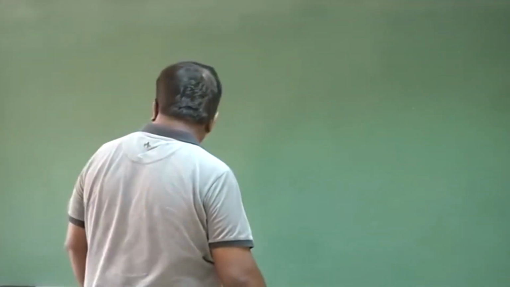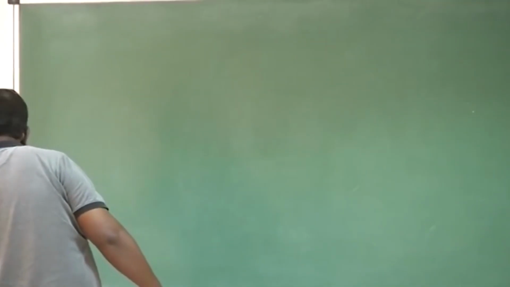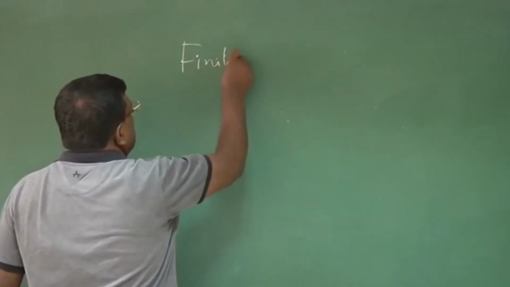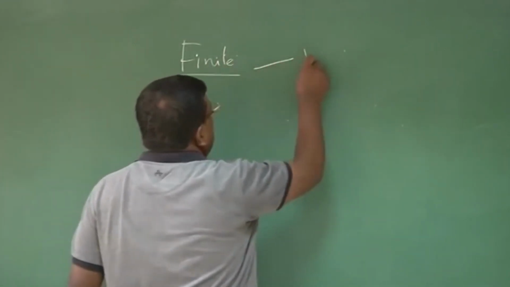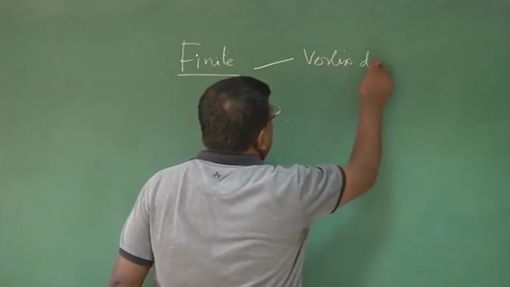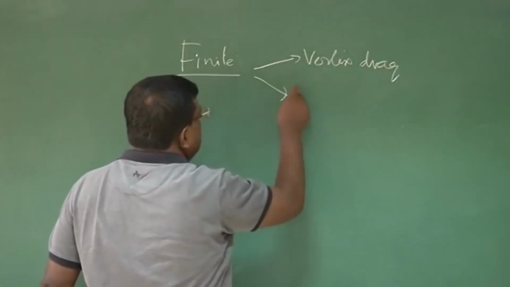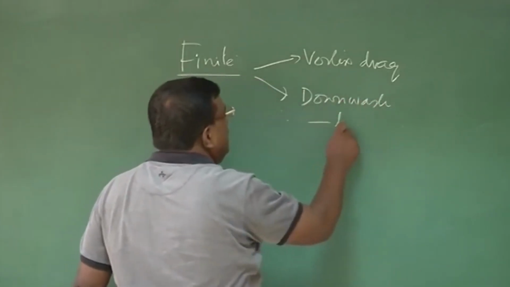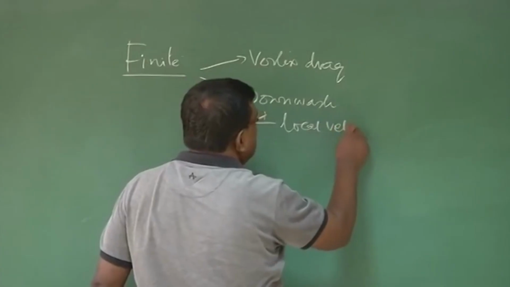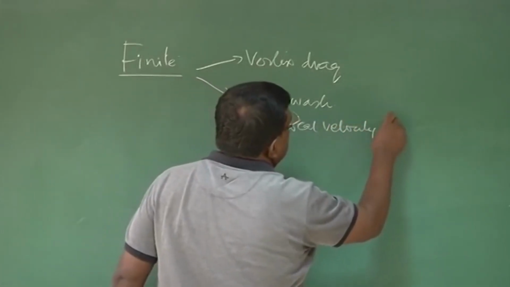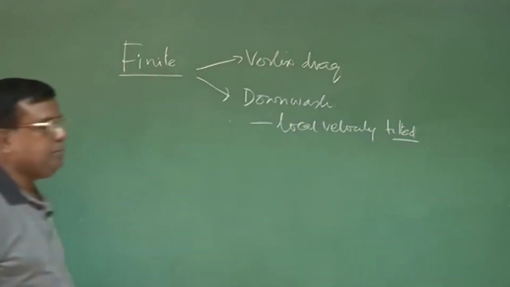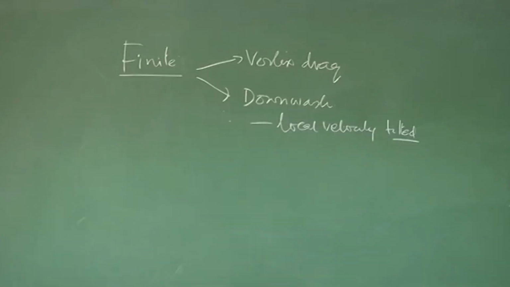So if I try to draw that, so finite wing, before I draw anything, I should quickly have my thinking clear. One is vortex drag or lift induced drag. Another component is induced downwash. So the local velocity is tilted, right? Okay. Just to draw a diagram on this, let us see.